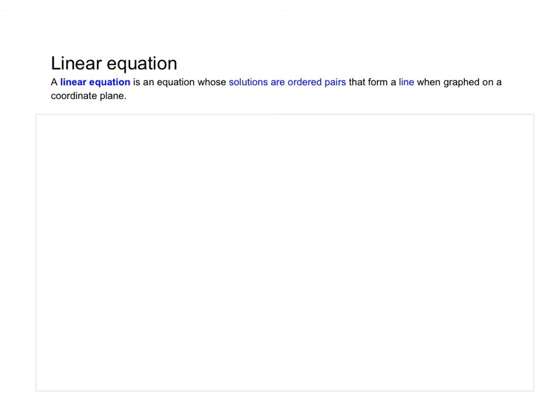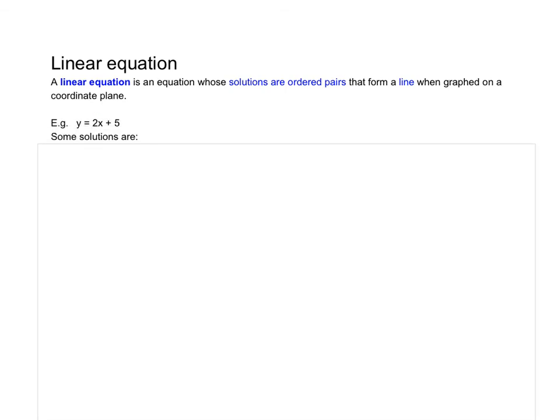Basically, it's an equation, and for an equation, you also expect solutions. The solutions of the equation are actually ordered pairs, and the ordered pairs form a line when you graph them on a coordinate plane. Look at one example: y equals 2x plus 5. How do I find the solutions of this equation?